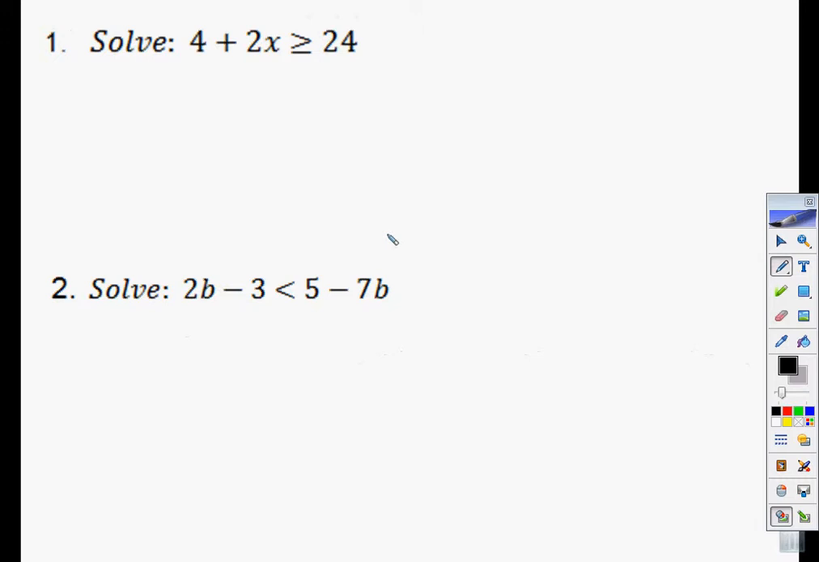All right, so here we go, multi-step process here. We're going to try to isolate that variable first. The first thing you're going to do is subtract 4 from both sides. Then we have 2x is greater than or equal to 20. Divide both sides by 2. x is greater than or equal to 10, and that would be our final solution.